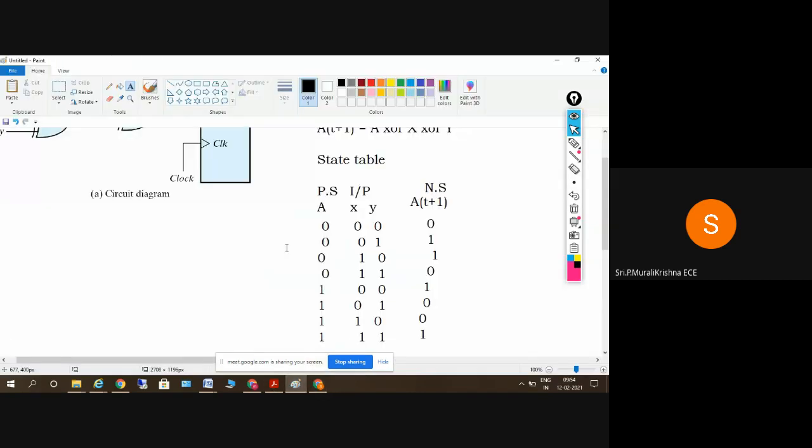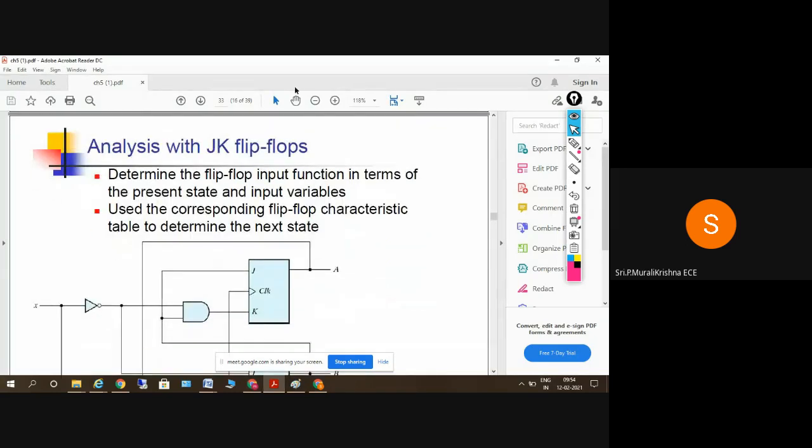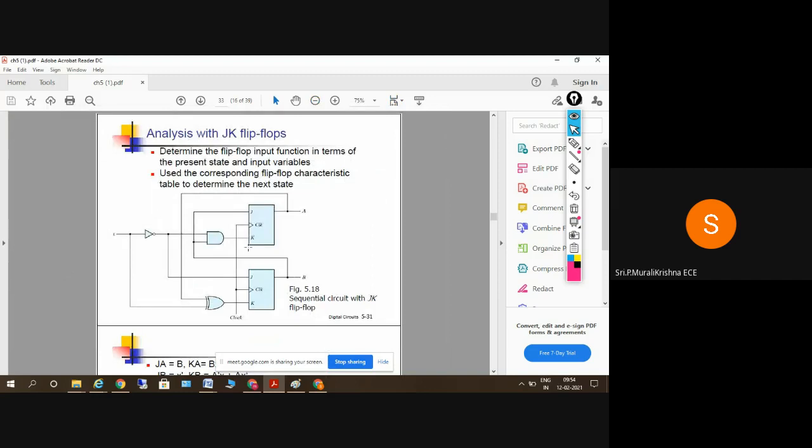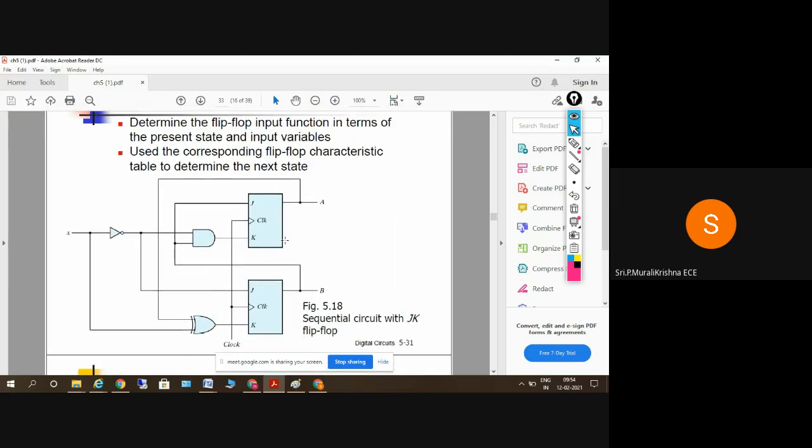Okay, so take down this diagram. So analysis using JK flip-flop here. So take this diagram. So let me know once you're done with this diagram.